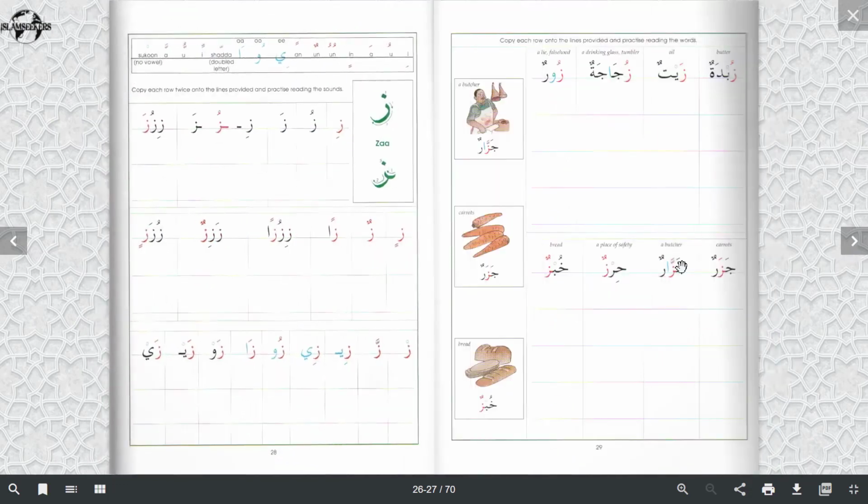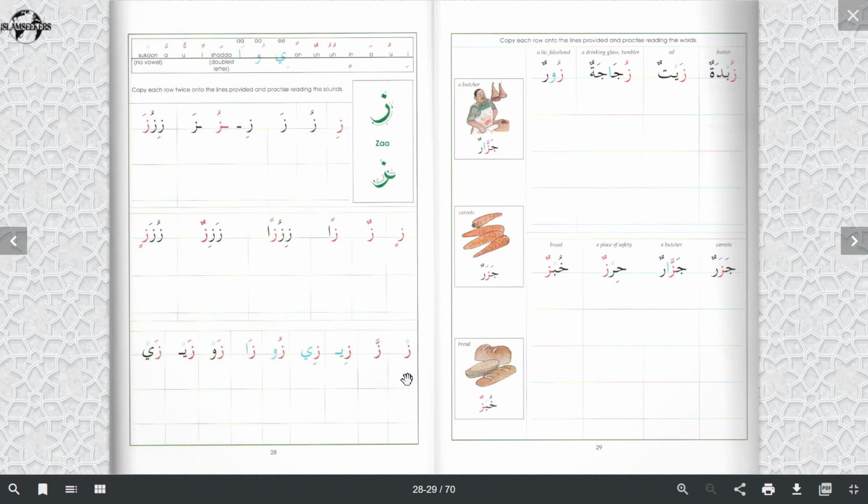Page 28. The letter Za. Line 1. Zi, zu, za. Line 2. Zin, zun, zan. Zi, zu, zan. Zazizun. Zuzazin.